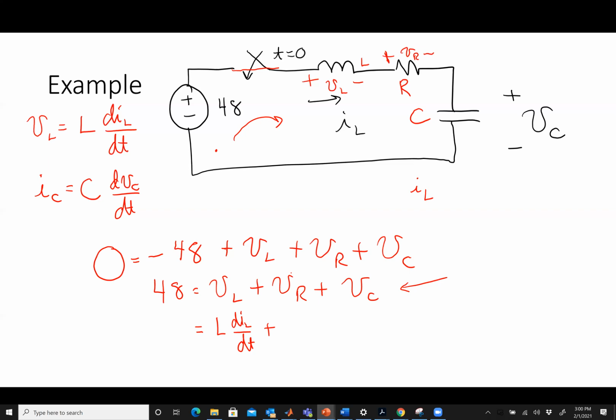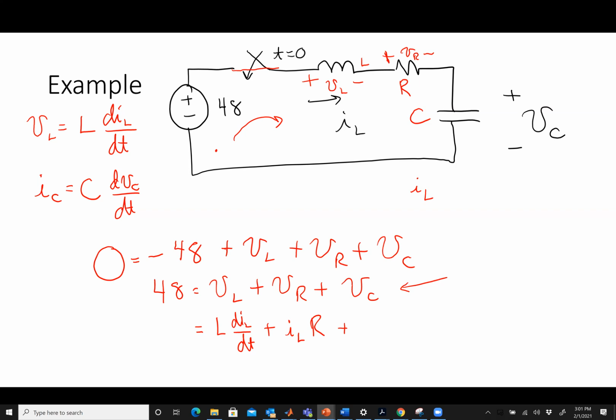What about V sub R? How would I deal with that? Wouldn't it just be I sub L times R? Yep, I sub L times R, right? Just Ohm's law in this case. Now, V sub C, here's where the problem comes in. How do I deal with V sub C? Could do the integral of I sub L times 1 over C.